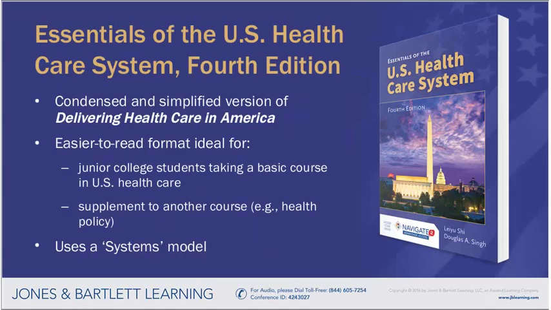This slide shows that this is a condensed and simplified version of our longer Delivering Healthcare in America book, which was first published in 1998 and now in its 6th edition. This condensed book retains most of the key concepts and statistics from the lengthier book. Those 2 books are published in alternate years so that contents are maintained fresh, and it is written in an easy-to-read format, well-suited for junior college students taking a basic course in U.S. healthcare, or could also be used as a supplement to another course such as health policy.